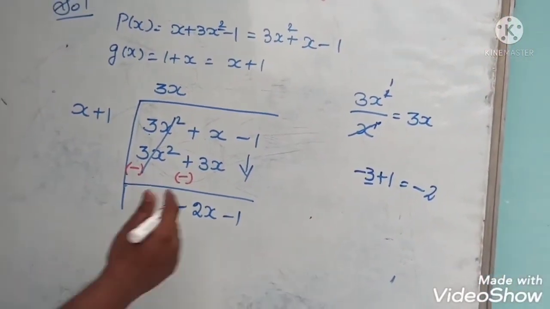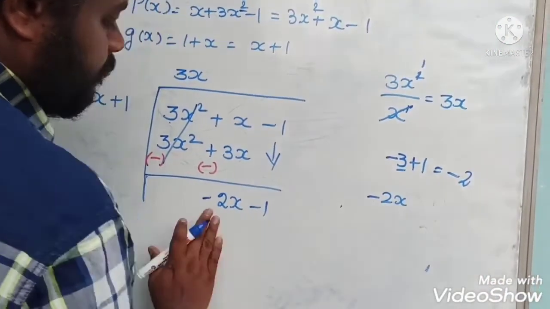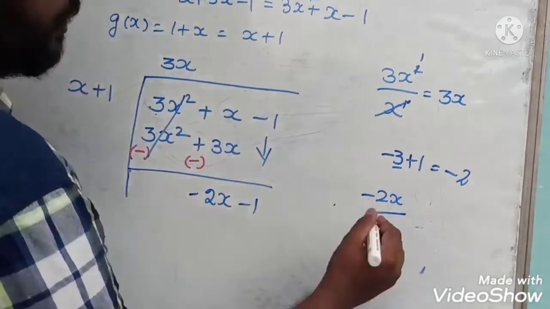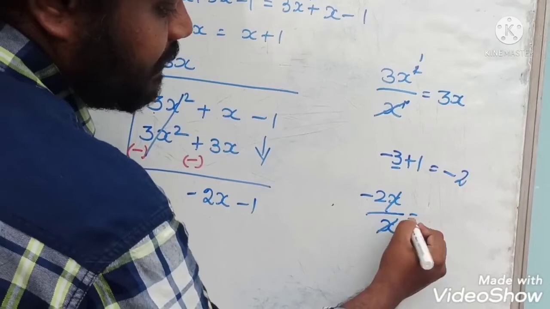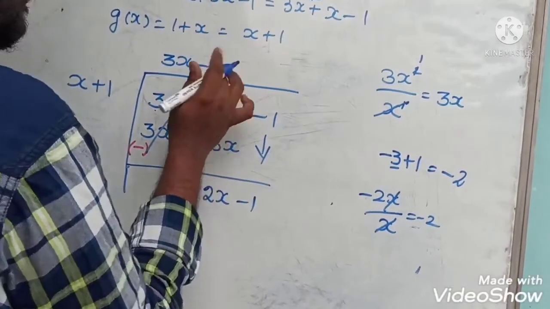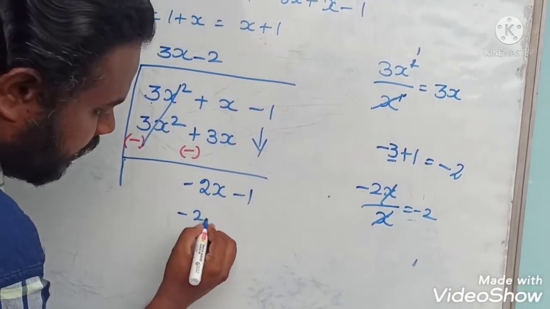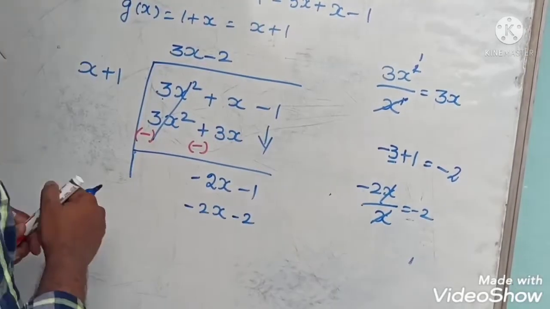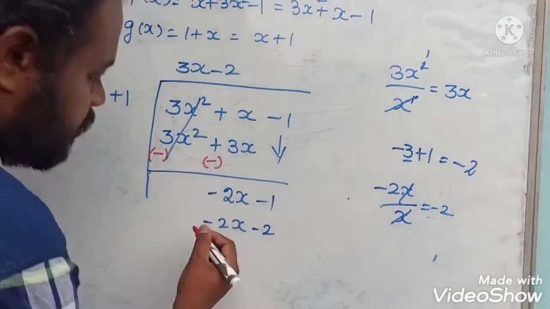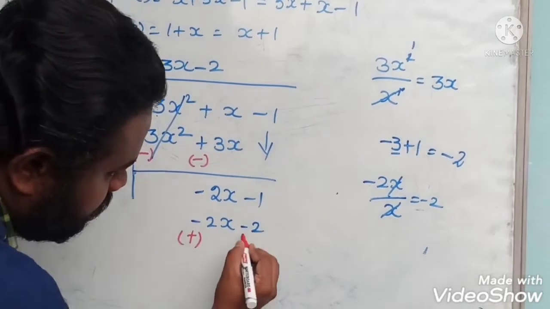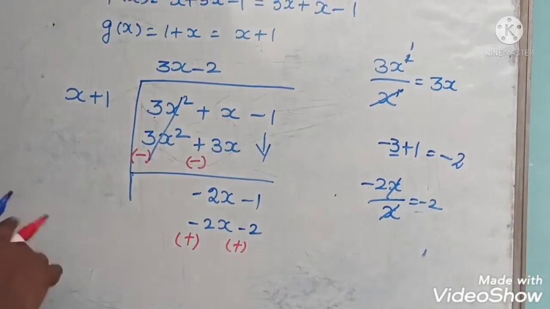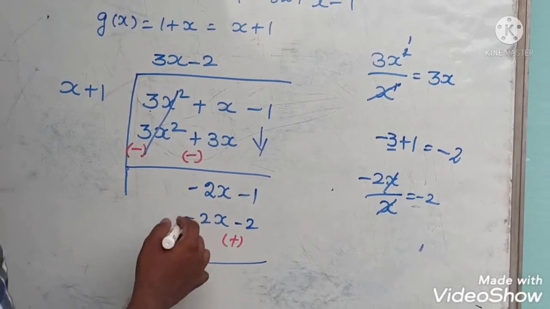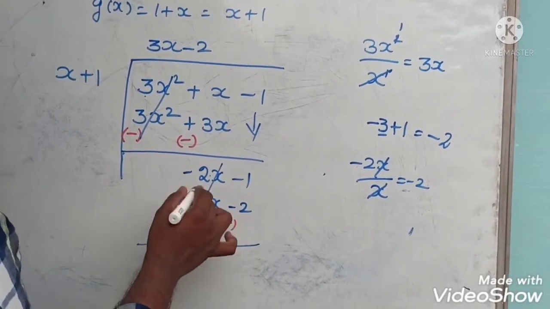Now again we compare the first term of p of x and the first term of g. Always compare the first term only. So x will get cancelled. Now we multiply with minus 2. So minus 2 into x, minus 2x. Minus 2 into plus 1, minus 2. What is the next condition? We have to change the symbols. Minus becomes plus, minus 1 becomes plus. So here same terms with different symbols: minus 2x plus 2x will get cancelled.